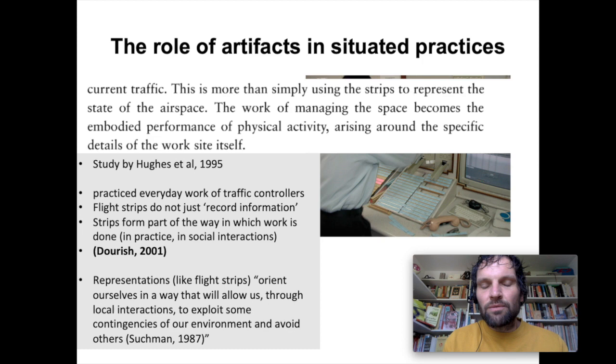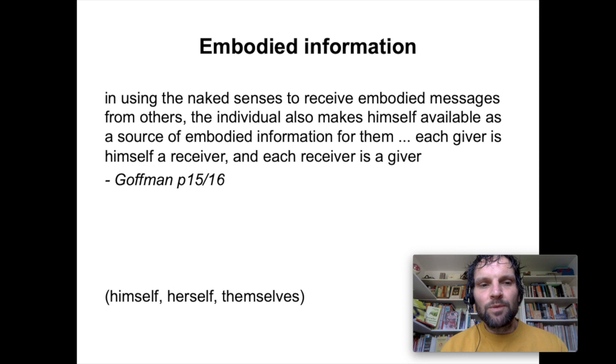So that's that. Now, what Goffman says at some point in the chapter that I think is interesting is that when we are physically present in the same room, like these air traffic controllers, we are able to see what another person is doing with stuff, and that makes it easy for us to make sense of what is going on. If I see you do something and I see that you have a problem or that you're solving it, I can more easily find out if we are together doing all right, if the whole project is going in the right direction. But also another person can see that I'm seeing you, right? So we both see each other watching each other. And that's a very special thing. So each giver is himself a receiver, and each receiver is a giver. And of course, it's himself, herself, themselves. It's an old text.